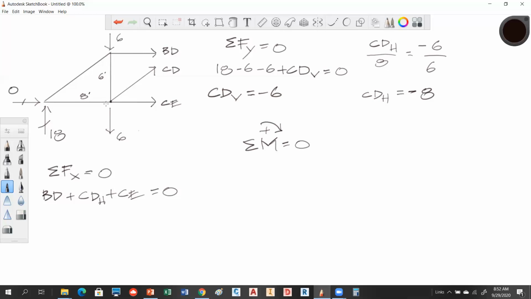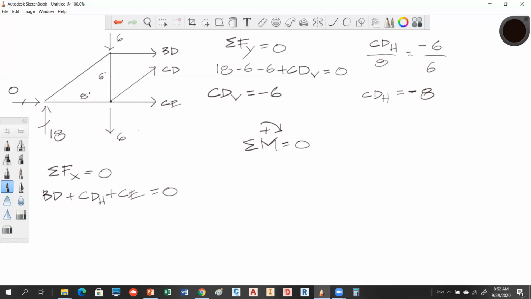Anybody see another place that would be good? B? B is up here. B, again, would give me 2 unknowns, essentially. But if I went over here, do you notice these lines of action, if you follow them up, they would go to D? If you took a moment at D, you would lose BD and CD and solve CE. So either D or C would be absolutely great places to take moments. Since Jacob, you suggested C initially, why don't we go ahead and do it there? Does that sound good?